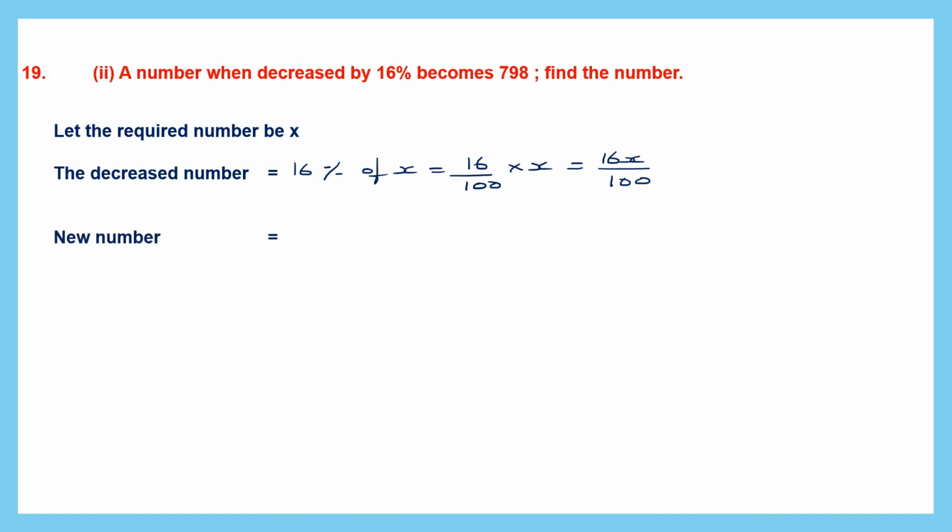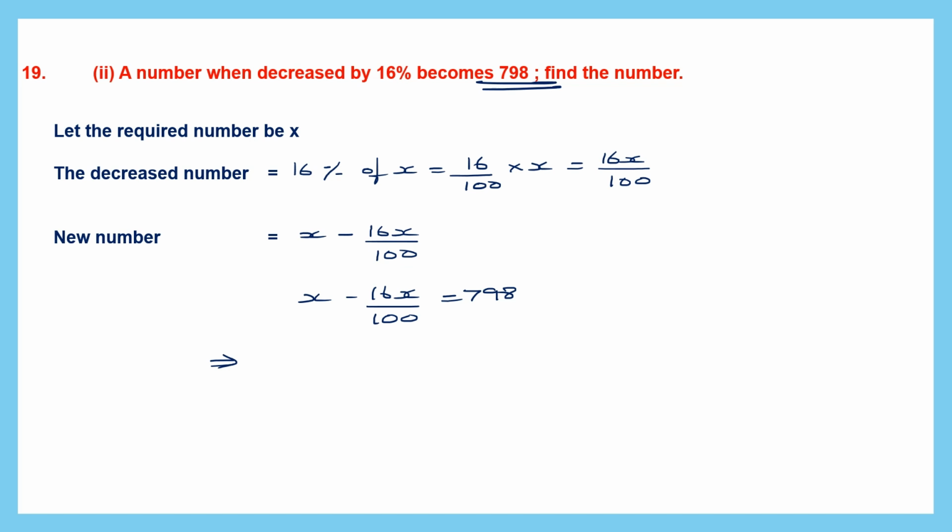Now the new number will be x, and because it's decreased, we say minus 16x by 100. And we know that x minus 16x by 100 is equal to how much? It's given to us in the question. It is 798. So now let's solve this.